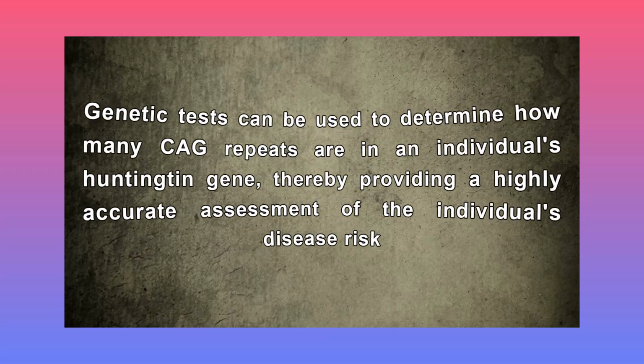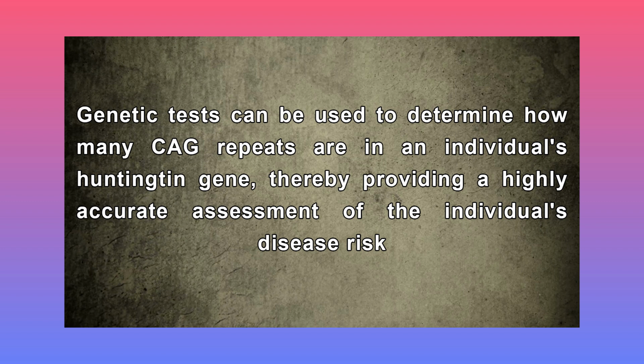The number of CAG repeats in a mutated Huntington gene determines the age at which a person will develop Huntington's disease, as well as how severe the condition will be. Genetic tests can be used to determine how many CAG repeats are in an individual's Huntington's gene, thereby providing a highly accurate assessment of the individual's disease risk.